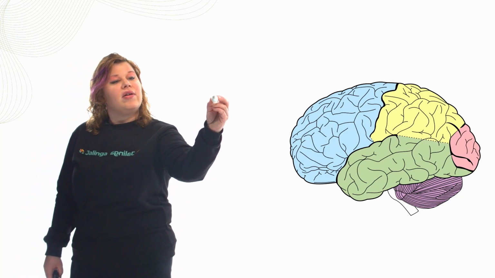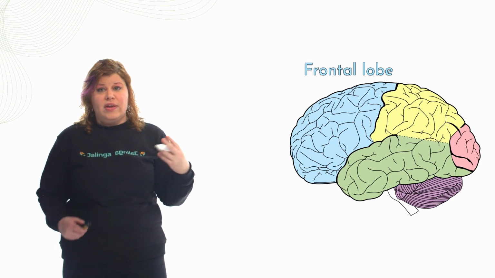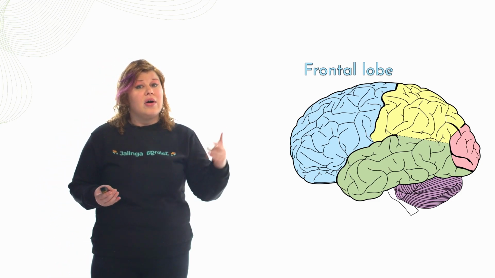Now let's look at the 4 lobes of the cerebral cortex. First up here in blue is the frontal lobe, and this is where all the things that we can think of as making us human are located.